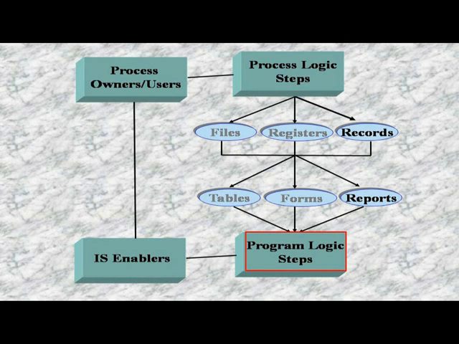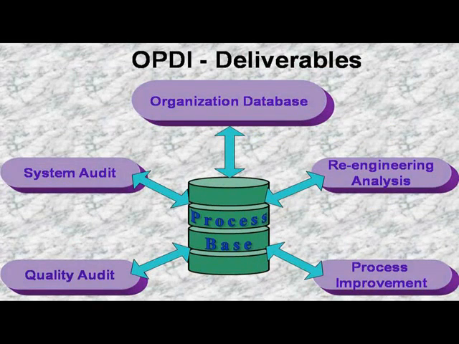The process owners perform the work through files, registers and records. The same files, registers and records transform into tables, forms and reports for the IS enablers. Finally, the process base is created, based on which reengineering analysis is performed so as to improve the processes.